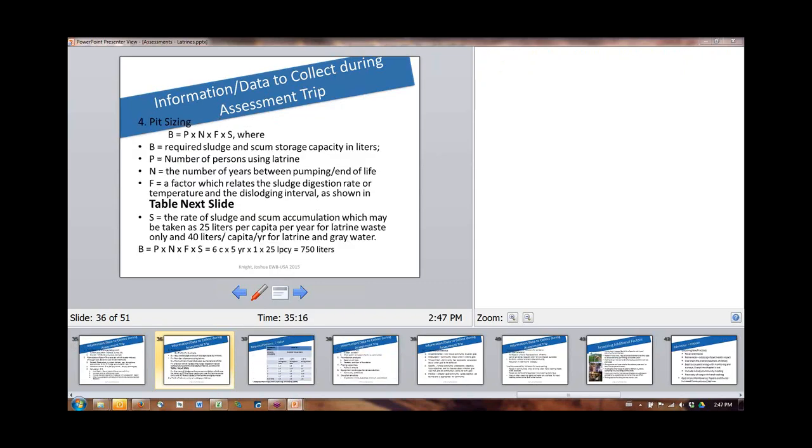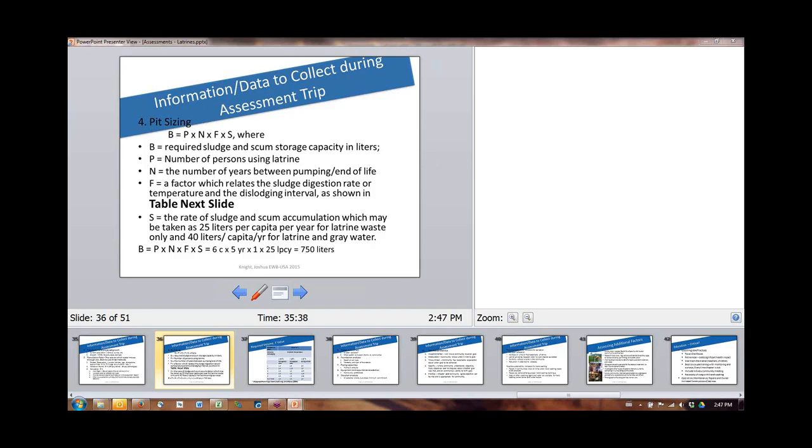All right, pit sizing. This is a calculation that I'm going to go through quickly, that is basically how big do you want your pit? And that's just B, storage capacity. And it's using that S value that we found in the previous slide. But again, you'll be able to get all this as you move down.